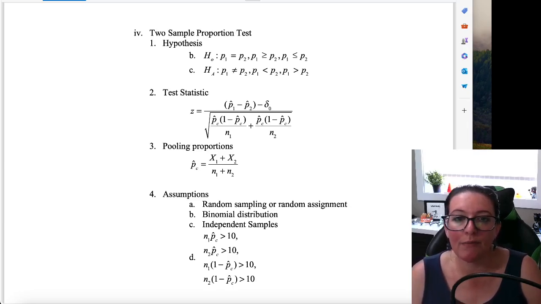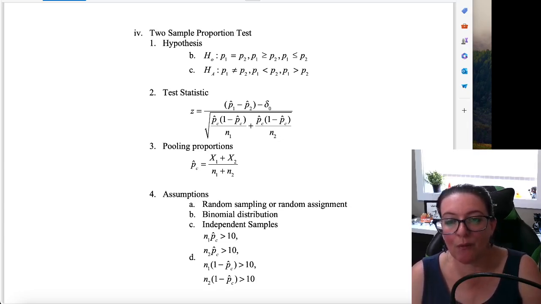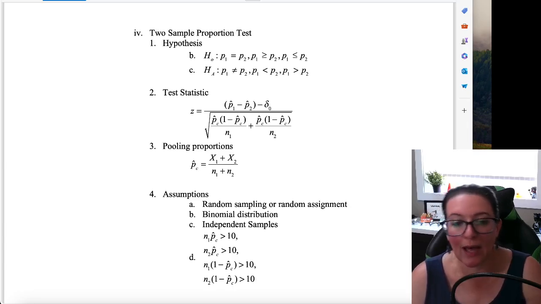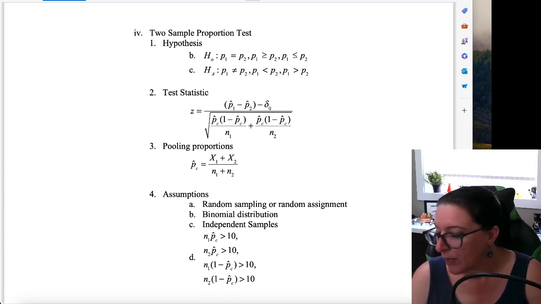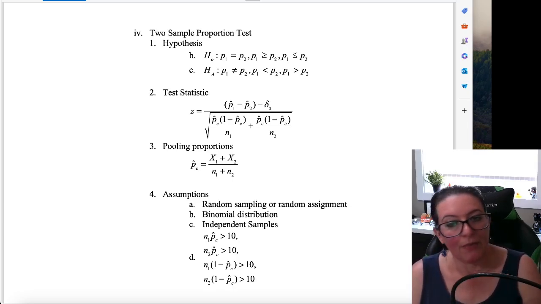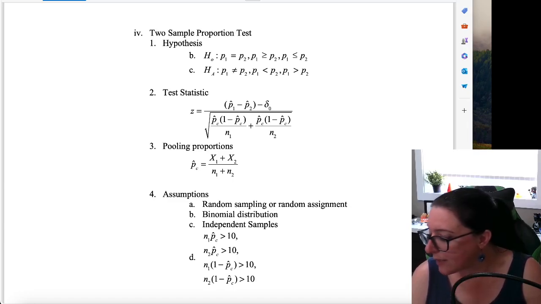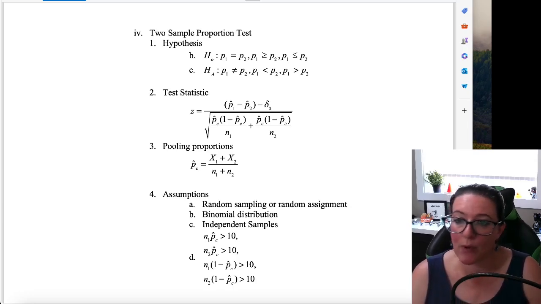So we said, well, what if these two groups were all just one big group? So let's add the number of people who are divorced in Alberta and BC and divide by the overall combined sample size. So that's what you're getting on the bottom, the pooling of the proportions to help determine that standard error. All right, the assumptions for a two-sample proportions test are that we have a random sample.